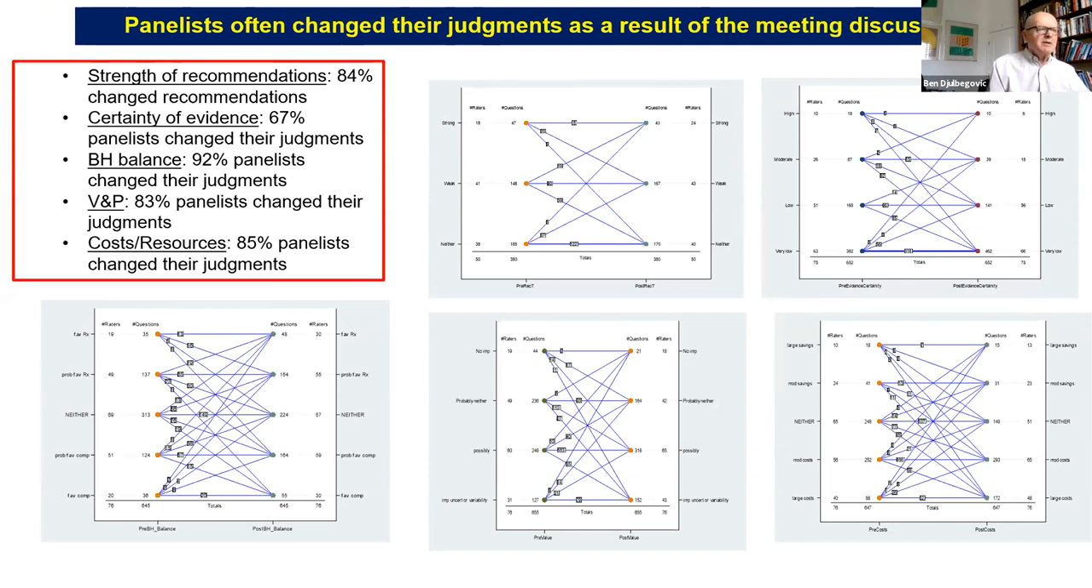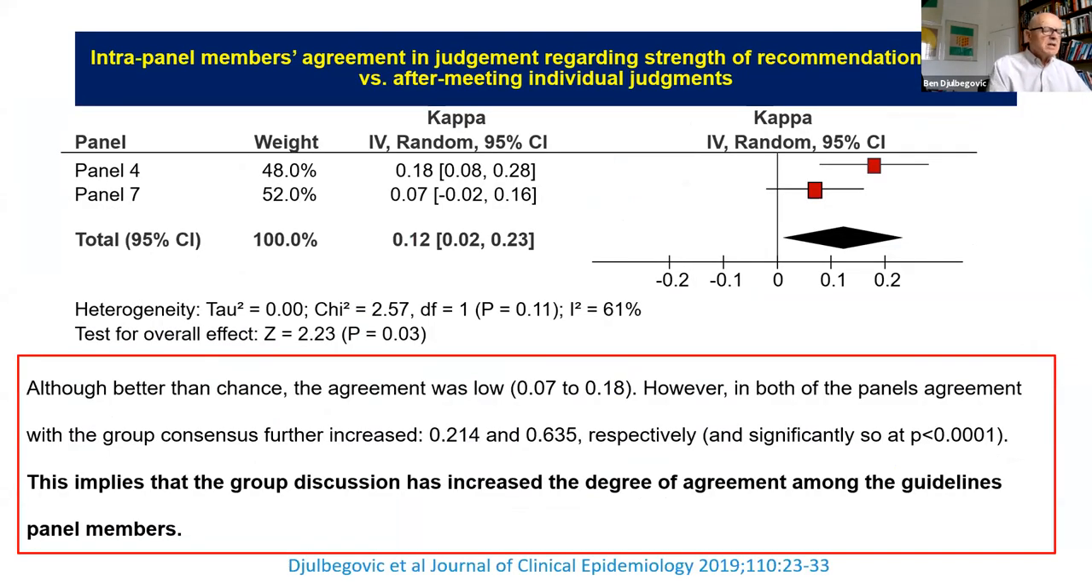Opinions changed dramatically, from 67% on certain evidence to 92% on benefit and harms, when you ask them their opinion on a particular recommendation before the meeting versus after the meeting. That was really kind of a surprise for us.